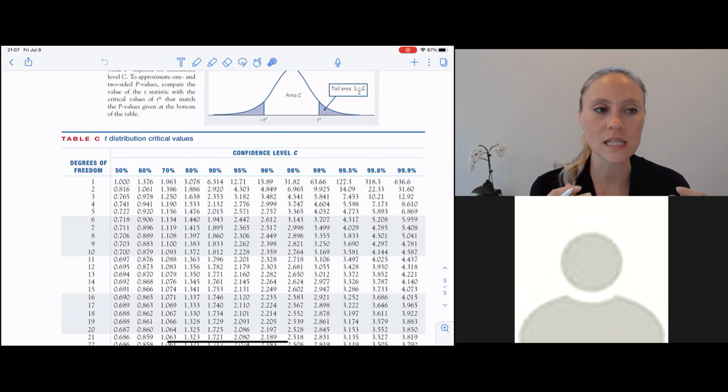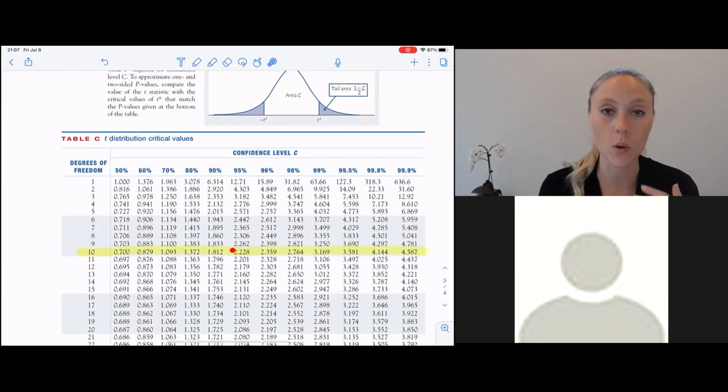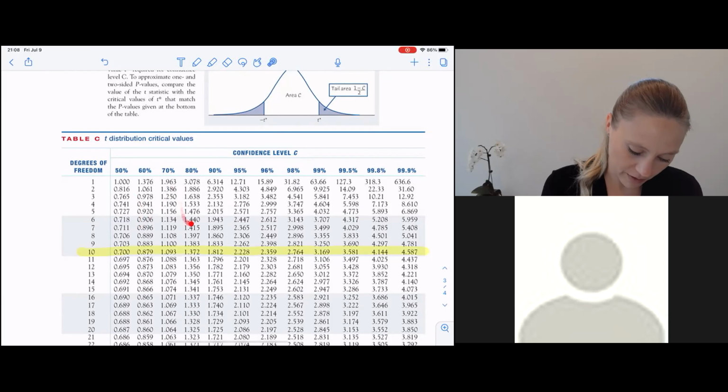What happens with the T table is once you've found your degrees of freedom, let's say, for simplicity's sake, you have 10 degrees of freedom, then this row is the only row that you can look at. You can't jump around. So it's different from the Z table in many ways. It does sort of the same thing. It gives you the area in the tail, but it behaves very differently. Once you have your degrees of freedom, that's the line that you have to stay on, and you ignore everything else.